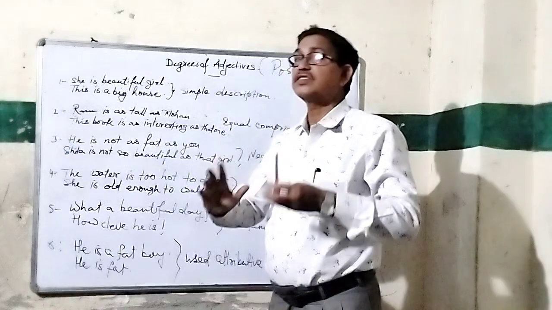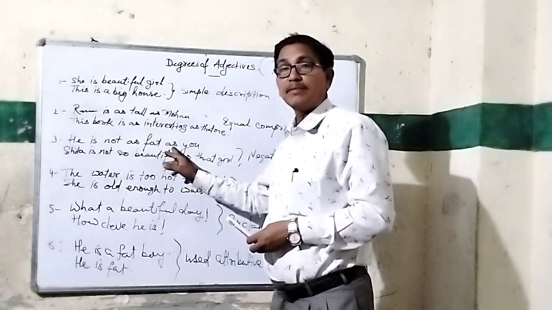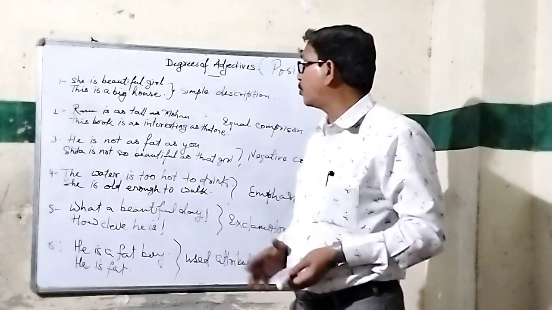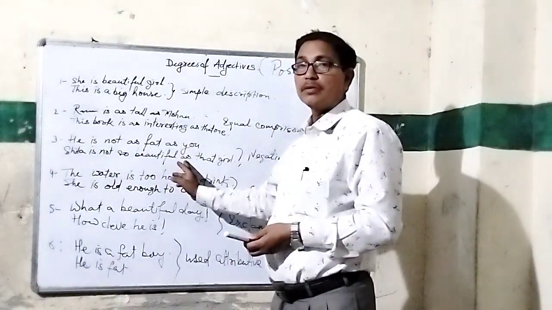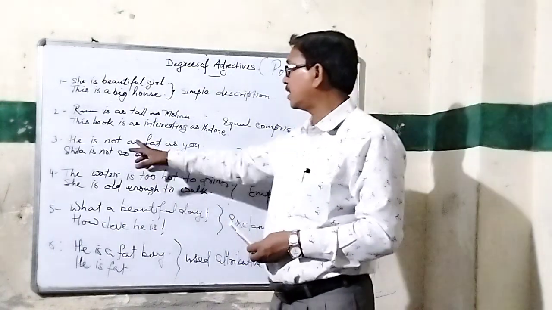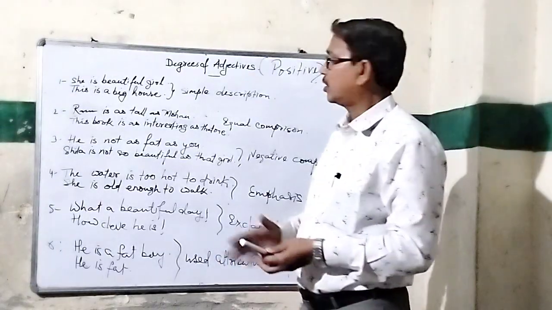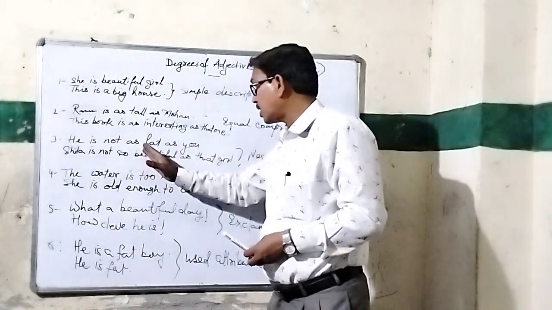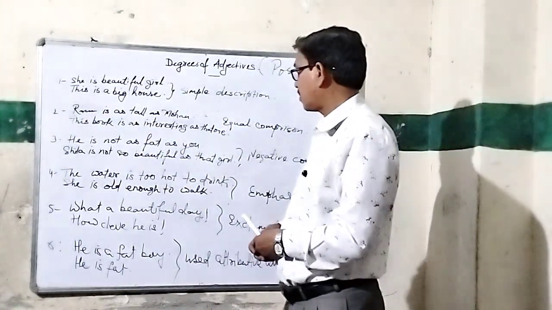He is not as fat as you. Here I am just using as. And here, Sheila is not so beautiful as that girl. So between these two words, so and as, the adjective beautiful has been used, and here between as and as, fat has been used. This is for negative comparison. You have seen that Ram is as tall as Mohan, and here you see he is not as fat as you. These negative sentences are called negative comparison.